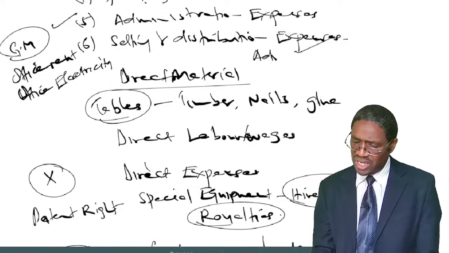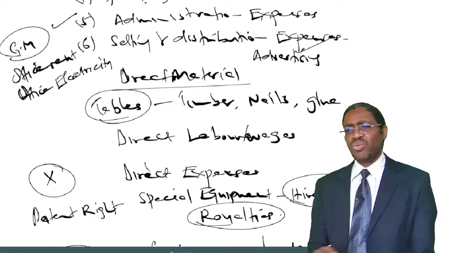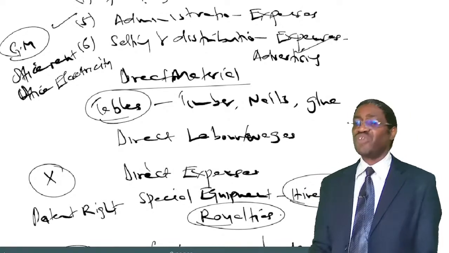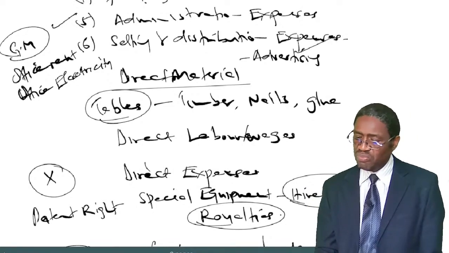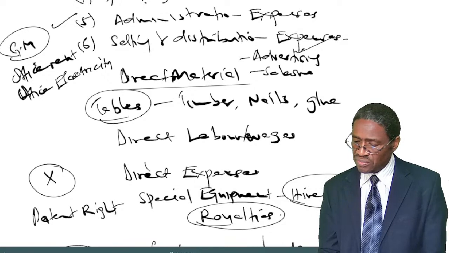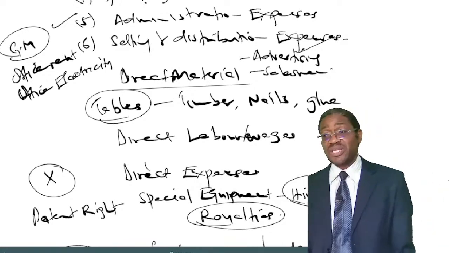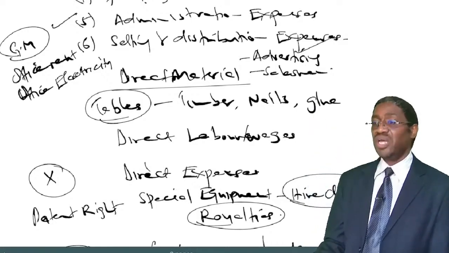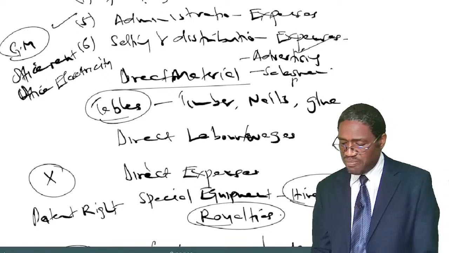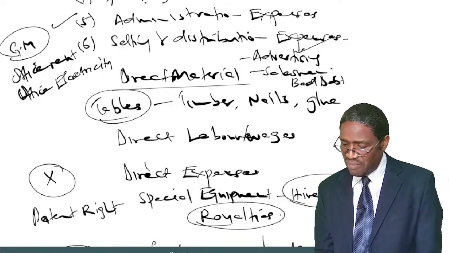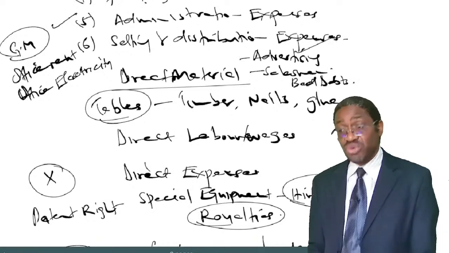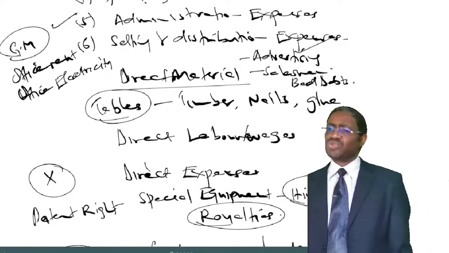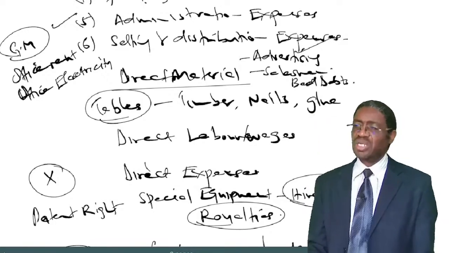For example, we can say advertising. When you pay for advertising, you are paying so that you promote the sales of the goods that you are manufacturing. Another one could be the salesman's salary. We pay them salary to distribute the goods manufactured. That's another selling and distribution expense. Others would include things like bad debts. Of course, you know bad debts come because of selling and distributing the goods. When you sell, you may suffer a bad debt. Those are examples of selling and distribution expenses.